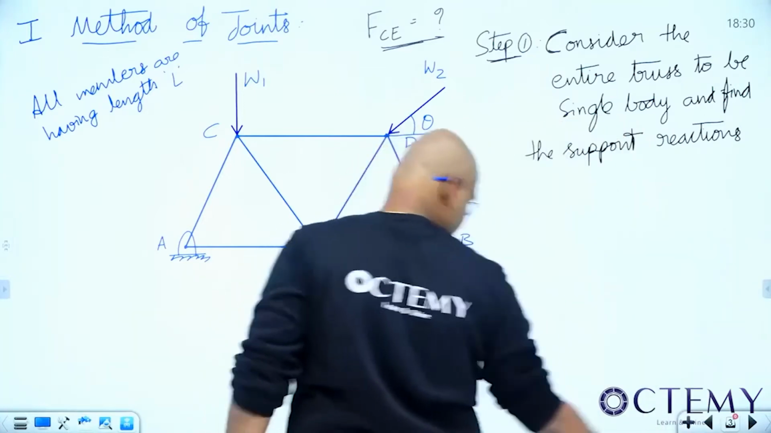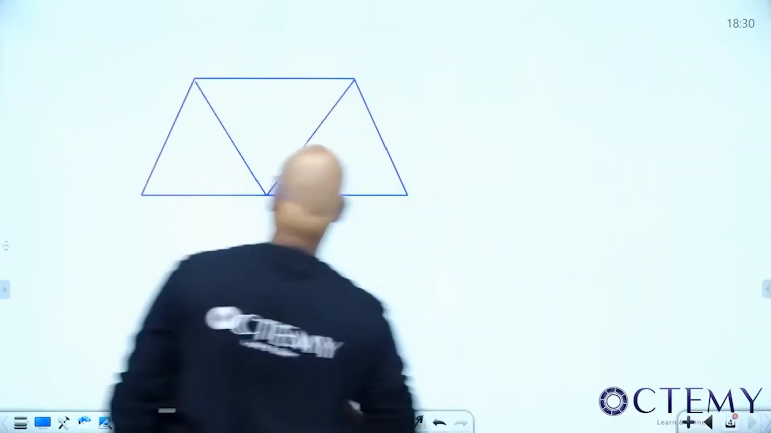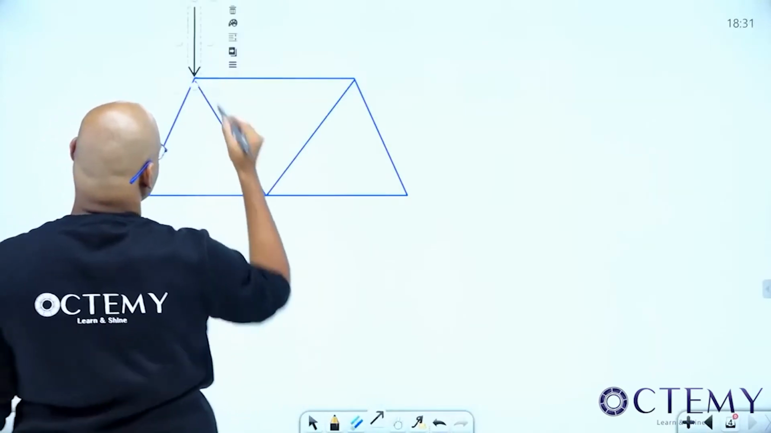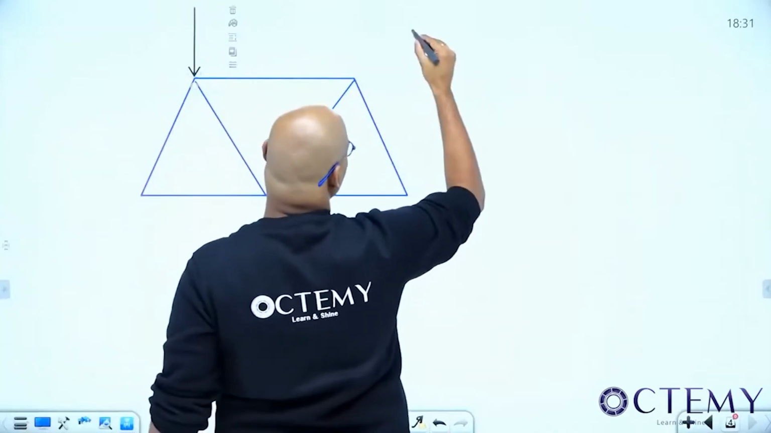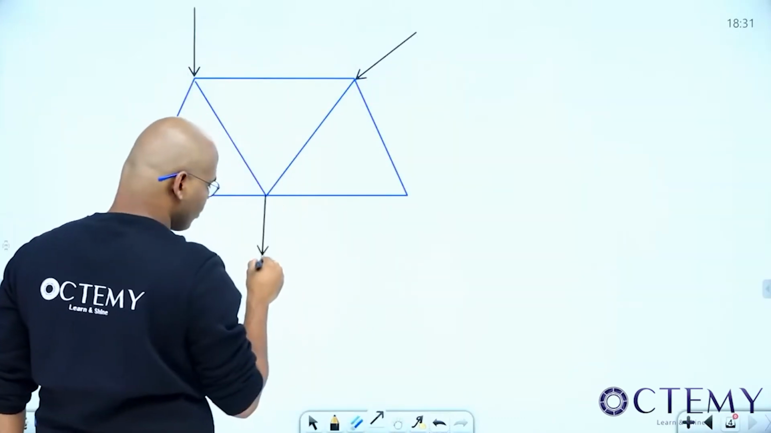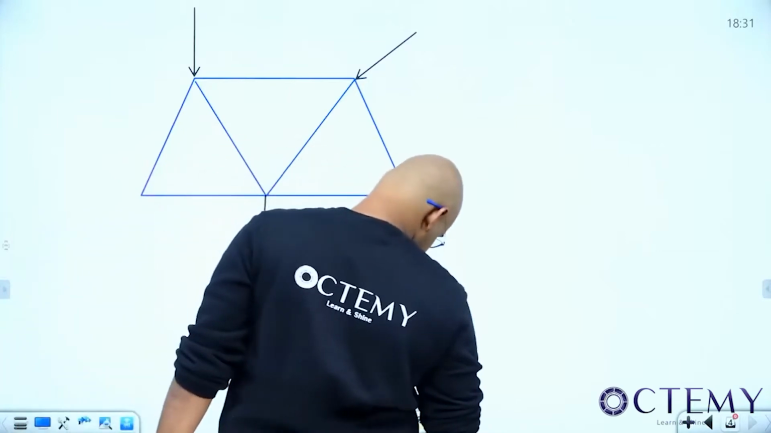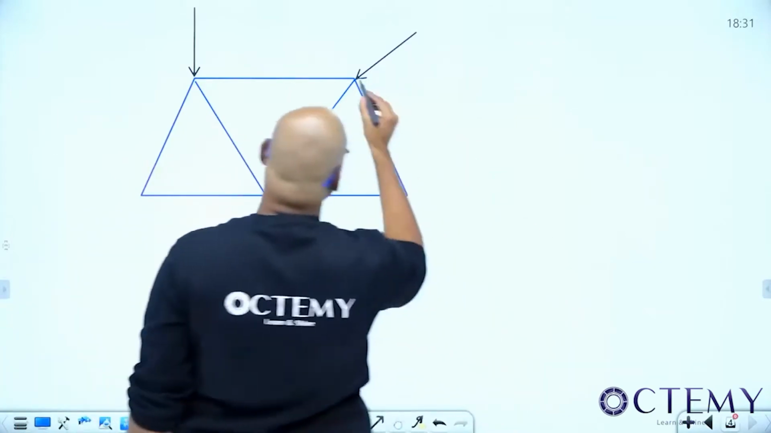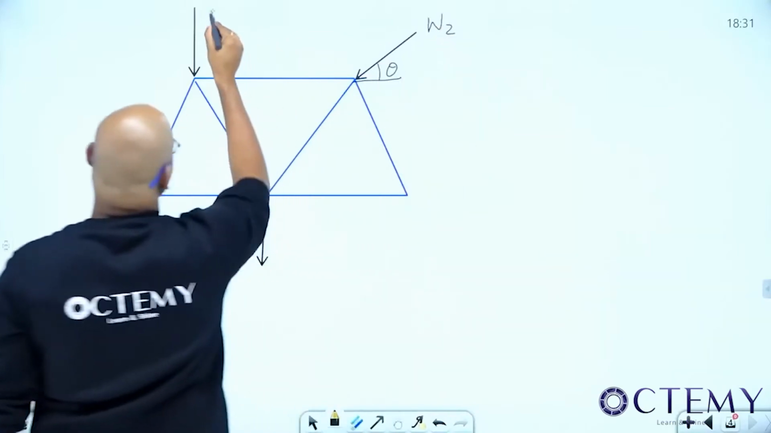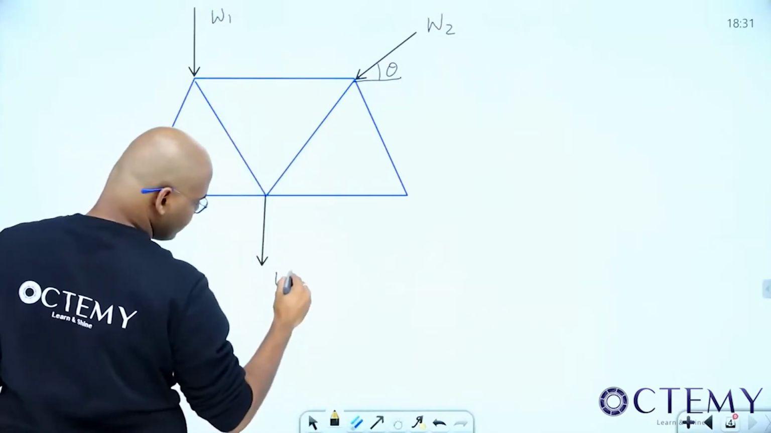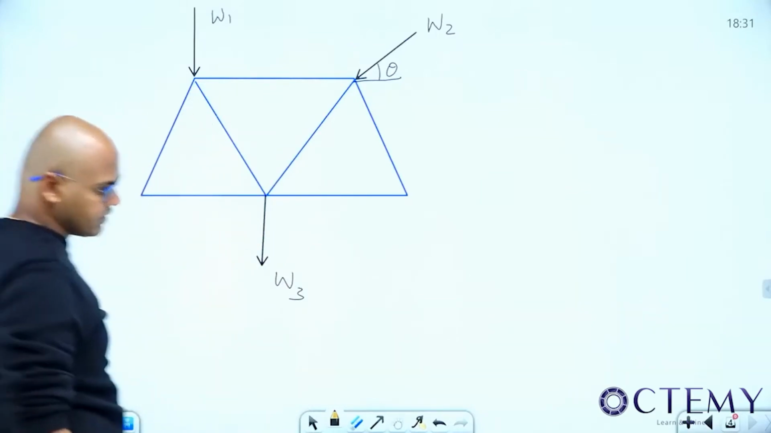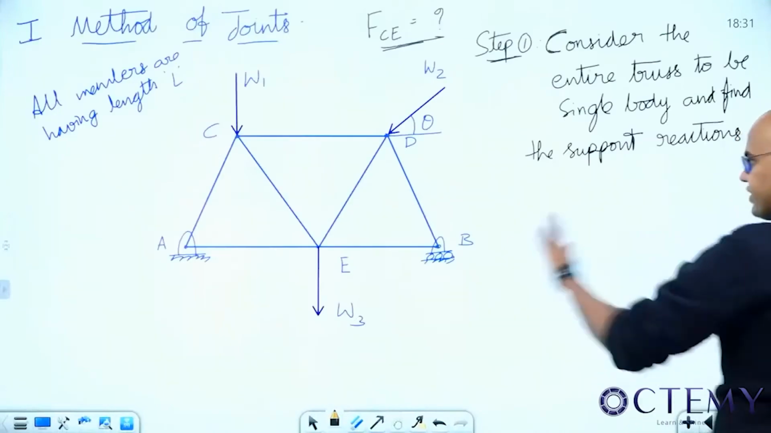Please, all of you see here. There's a load W1 acting at C. Next, there's a load W2 acting at this D at an angle theta with the horizontal. There's one more load W3 acting at E, right? So this is theta, W2, W1, W3. So these are the three loads acting on my given truss.